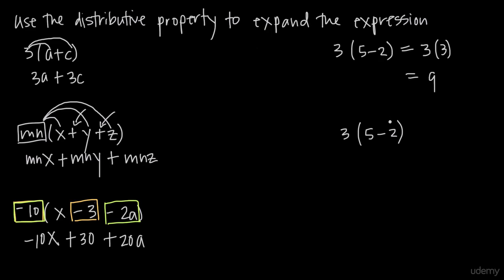If instead we use the distributive property, the property that we just learned, what we would do is distribute the 3 across the 5 and across the negative 2. So 3 times 5 gives us 15. 3 times a negative 2 gives us a negative 6, so we say negative 6, or 15 minus 6. And we know that 15 minus 6 is 9, so you can see that the distributive property is a new tool that you can use to evaluate these kind of expressions.